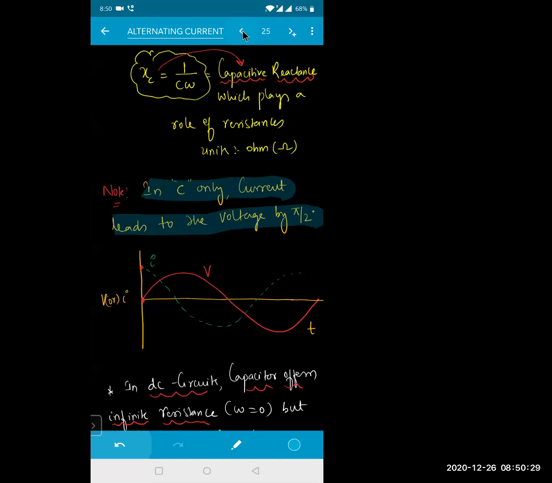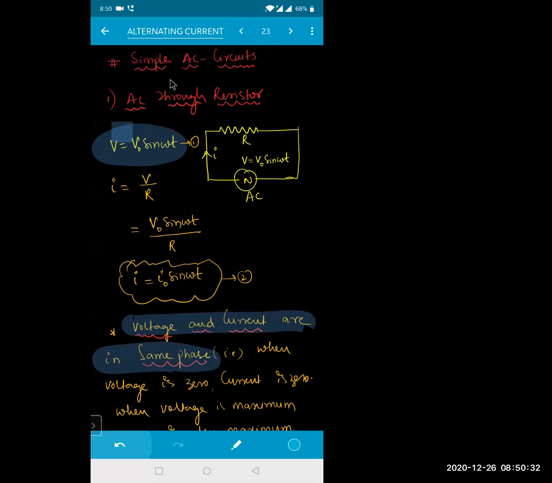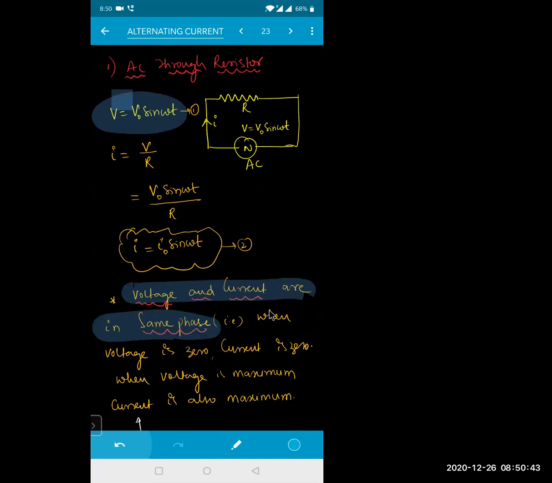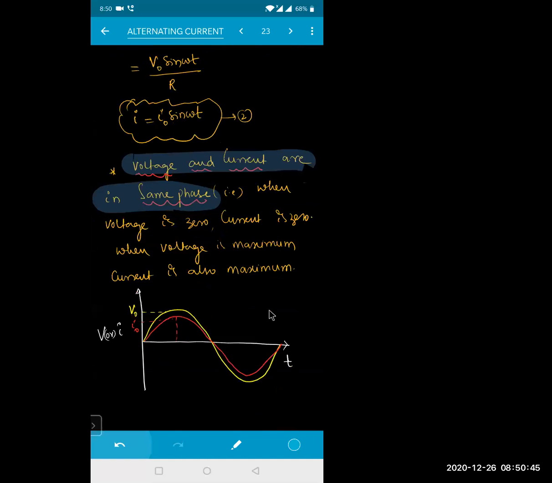Okay? So once again, you see what happens when we are connecting to the simple AC circuits. What we are connecting? Alternating current. When alternating current is connected to the resistor, there is no phase difference. Voltage and current are in the same phase. That means when voltage is zero, current is zero. When voltage is maximum, current will be the maximum.